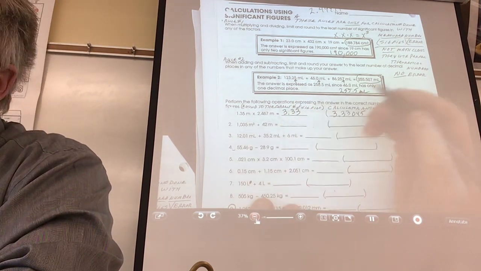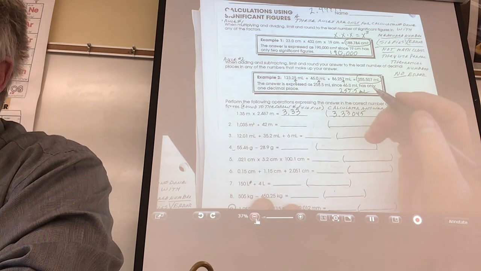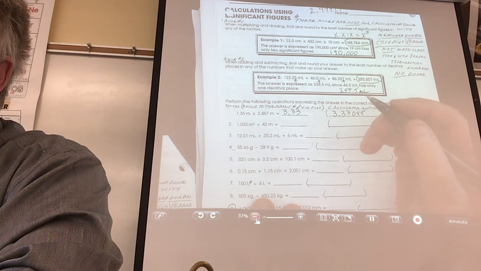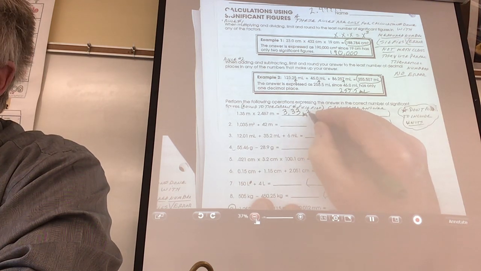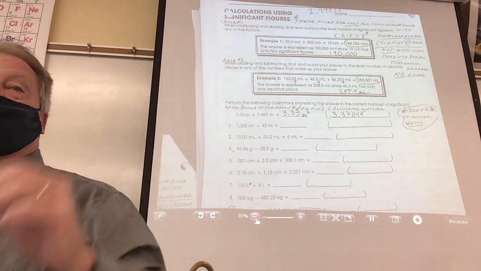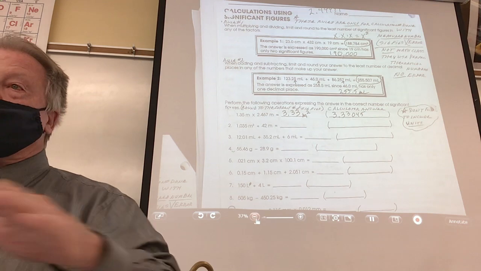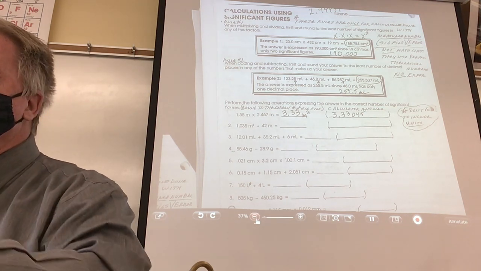Uh-oh, you left off the units. 3.33. The calculator's so dumb. 3.33 meters. What is it? Square meters. You know what they're measuring? Meters is distance. Guess what square meters is? Area. They're measuring area.